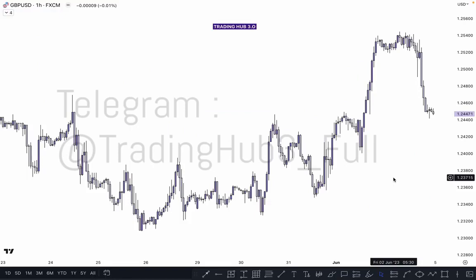Alright, so this is our 1 hour time frame in GBP USD, right? And you can take any time frame like 15-minute, 1 hour, 4 hour, daily, weekly, monthly. It's up to you which time frame is suitable for you, right? This time I'm going to show you on the 1 hour time frame because a lot of members in our community trade only the 1 hour time frame.